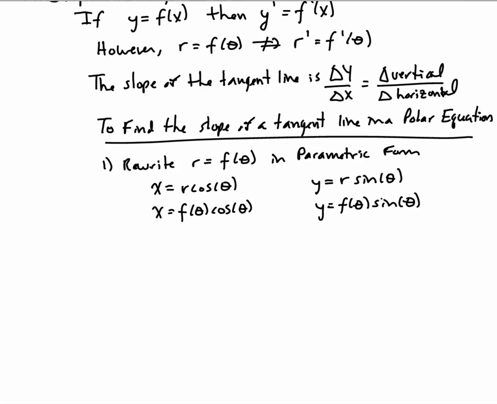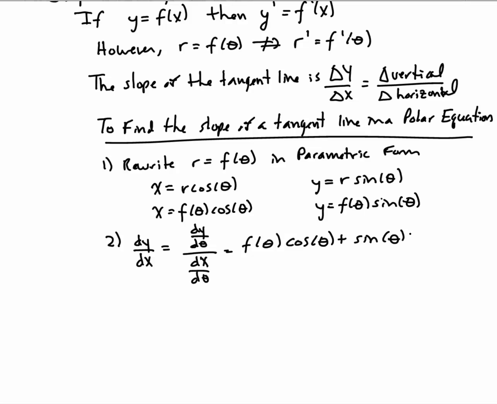Now from here, I can start taking derivatives. If we want to find dy dx, my derivative, this would equal dy d theta over dx d theta. For dy d theta, I have to use the product rule. The first function, f of theta, times the derivative of sine theta, which is cosine theta, plus the second function, sine theta, times the derivative of f, f prime of theta.